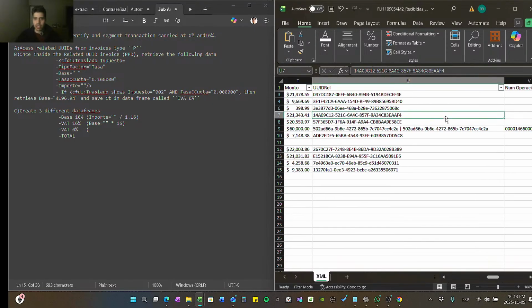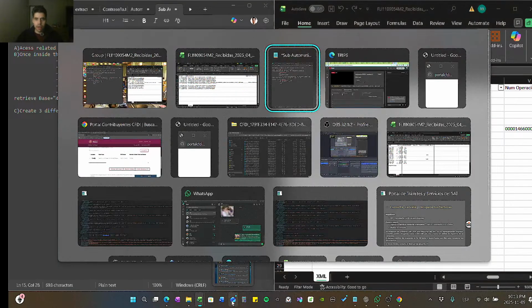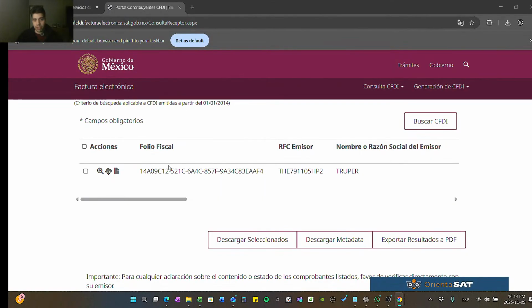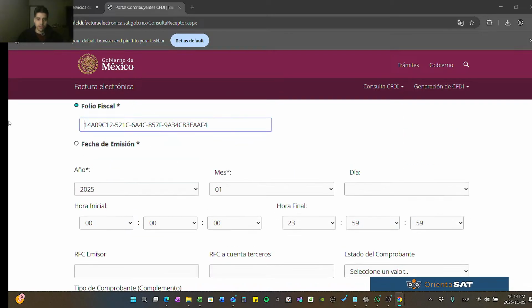And the next one is AF4. So I need to go back to the SAT server, aka the Mexican Tax Revenue Agency website, and I need to filter again.